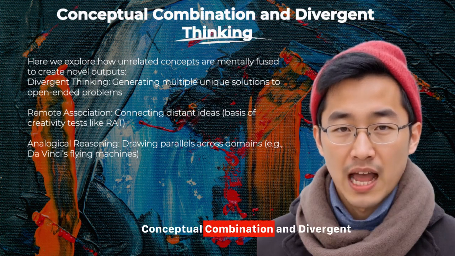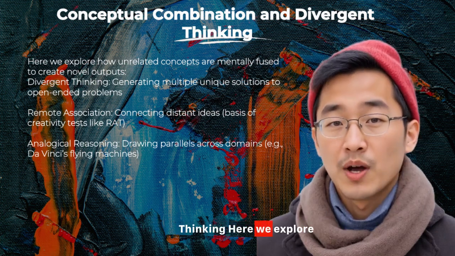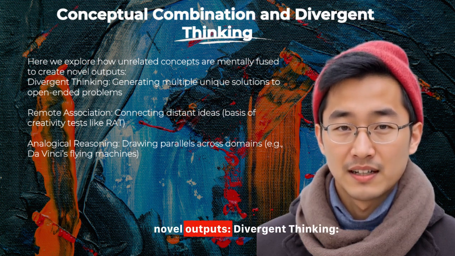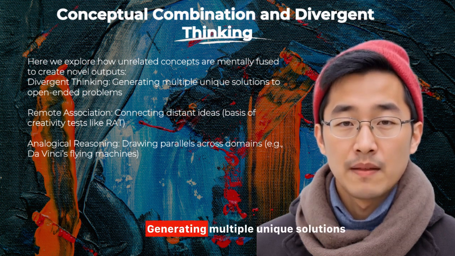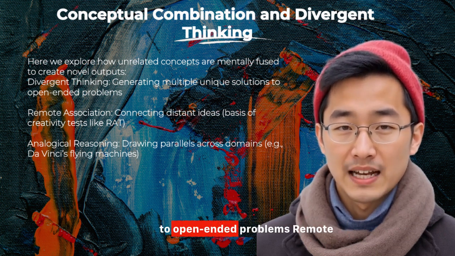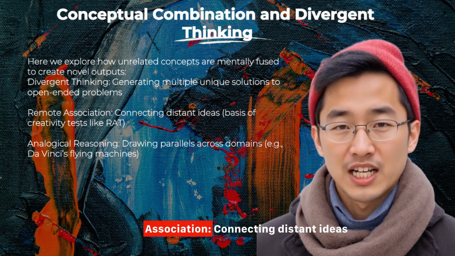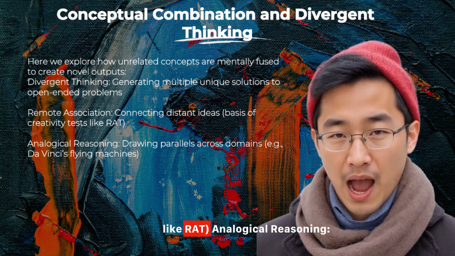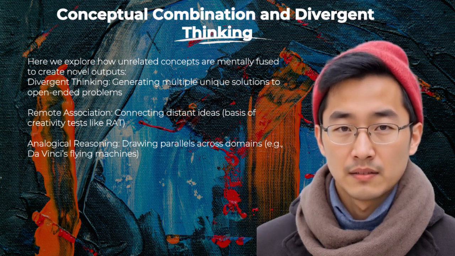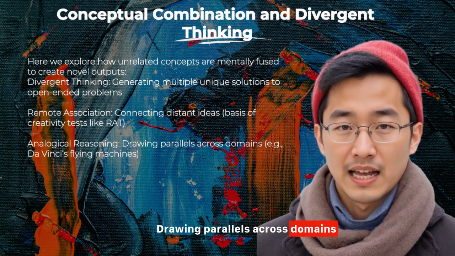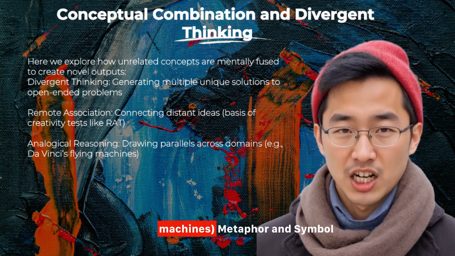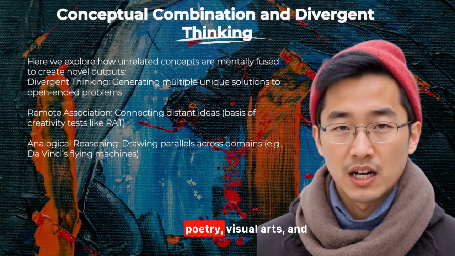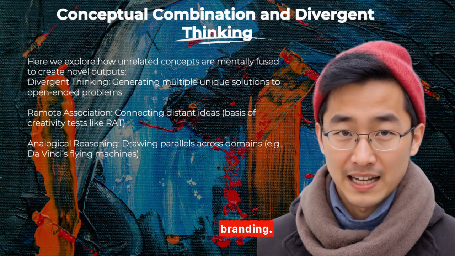Conceptual combination and divergent thinking. Here we explore how unrelated concepts are mentally fused to create novel outputs; divergent thinking, generating multiple unique solutions to open-ended problems; remote association, connecting distant ideas, the basis of creativity tests like the RAT; analogical reasoning, drawing parallels across domains, e.g., Da Vinci's flying machines; metaphor and symbol formation, essential tools in poetry, visual arts, and branding.